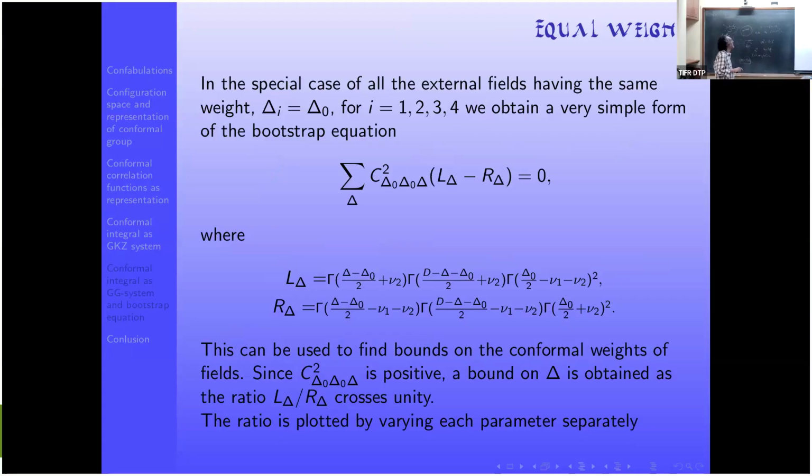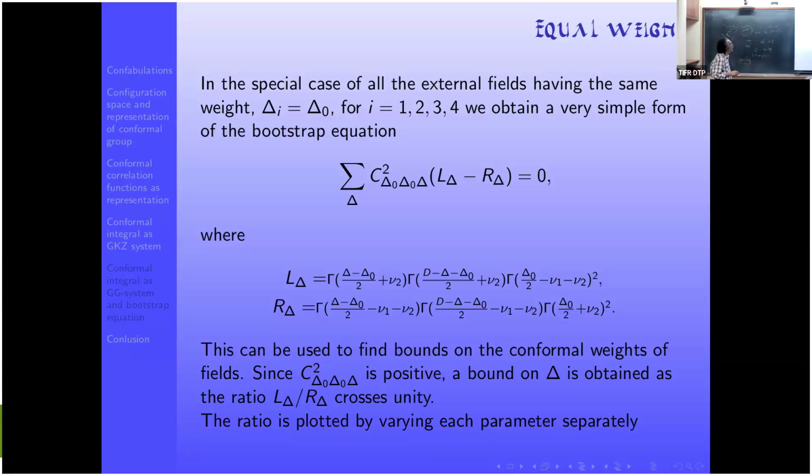So now I choose a special case where it's the simplest one. All the external deltas are the same, delta 0. And then of course this equation becomes very simple. There will be two factors which are the same on both sides, and they go away. And so I write it as C squared times some L minus R as a sum over delta. Now, C squared is a positive number, C being real. So clearly this can be 0 only when there's a change of sign here. Otherwise it cannot be 0. That is, in some sense, the bound that I was talking about. That's the minimal thing that has to happen.